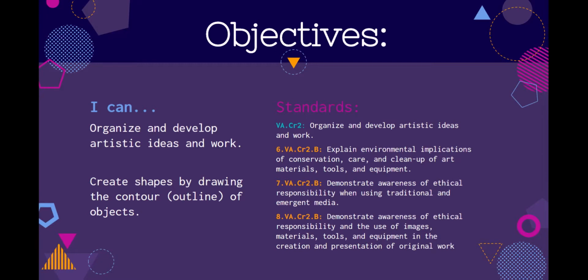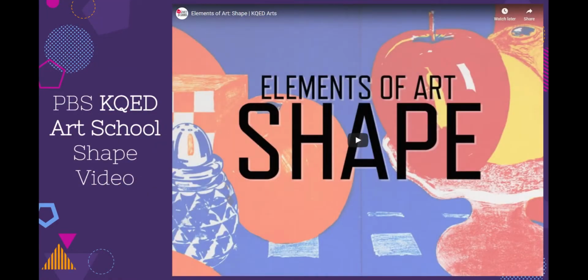There are also the standards for this lesson listed on the screen. If you would like to, go ahead and read through those standards. So we're going to start out at first with a video here from PBS KQED Art School YouTube channel. And this is their video on the element of shape.